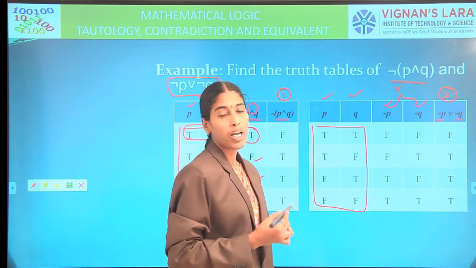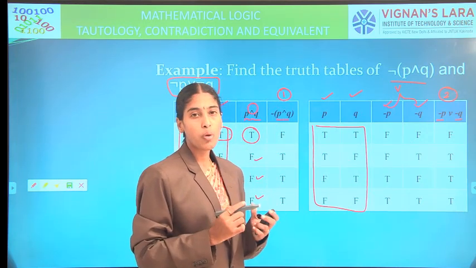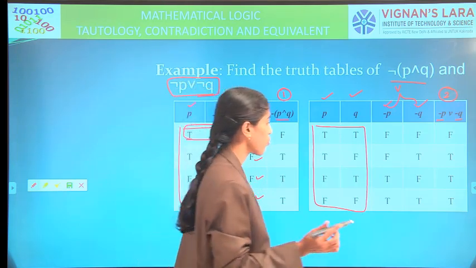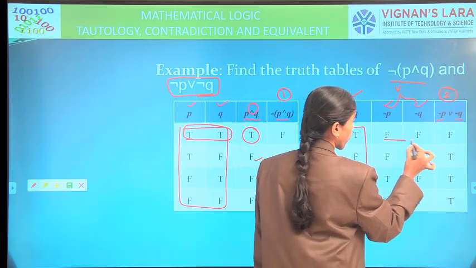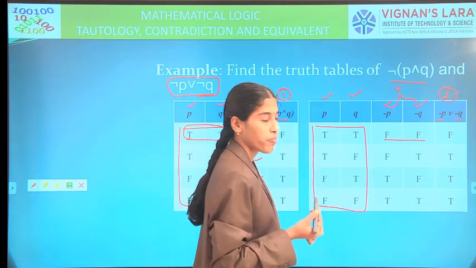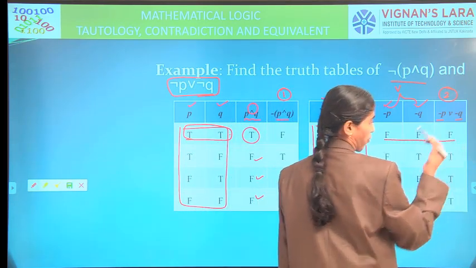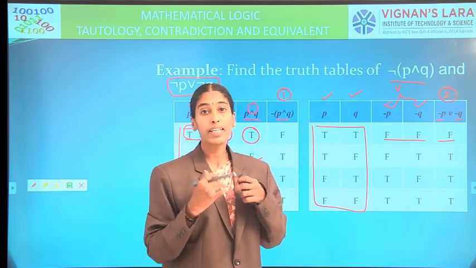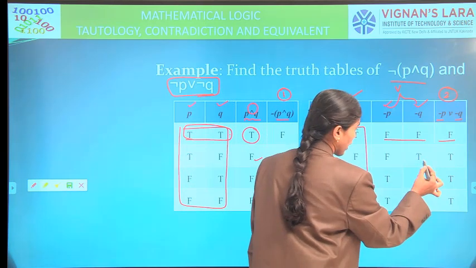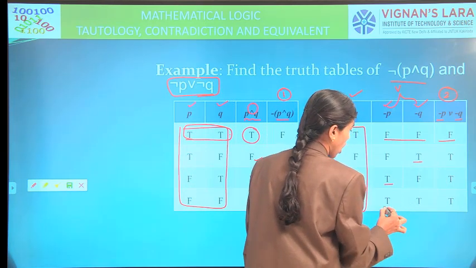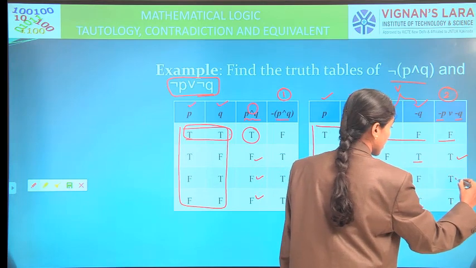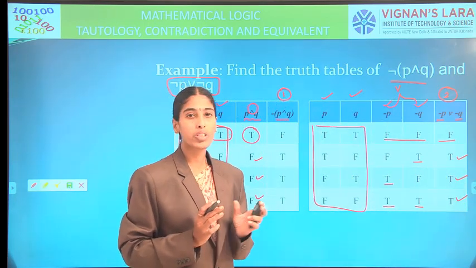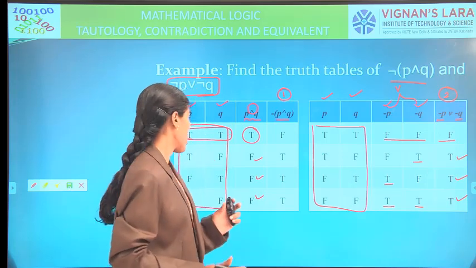Then we combine these two using the disjunction table. In the disjunction table, only in one case it is false: if both are false, the result is false. Here the both-false case is F, F, so F or F is F. If any one is true or both are true, the result is true. Like that we construct the truth tables of the given two propositions.